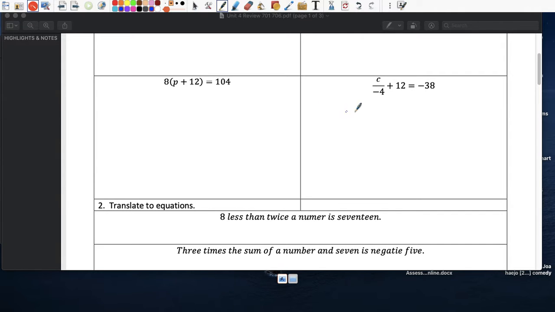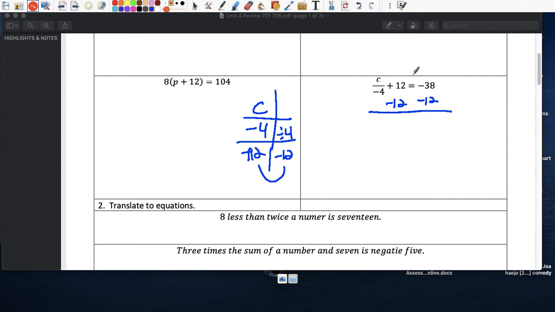Okay, sorry. Again, my variable c is being divided by -4 and then added 12. So the inverse operations I'm going to use are minus 12, then multiply. Let's do minus 12 minus 12. And what do we get here? Negative 38 minus 12 is negative 50. These go away. C divided by -4.